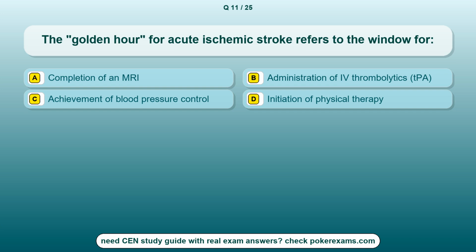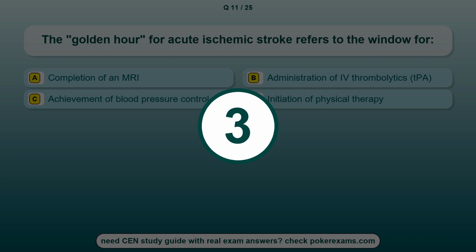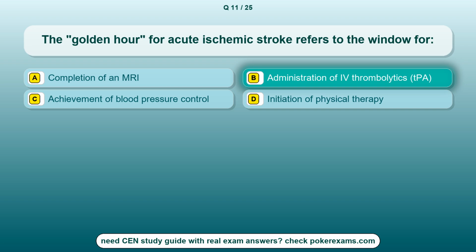Question 11. The golden hour for acute ischemic stroke refers to the window for option A, completion of an MRI, option B, administration of thrombolytics, tPA, option C, achievement of blood pressure control, option D, initiation of physical therapy. The correct answer is option B, administration of thrombolytics, tPA.